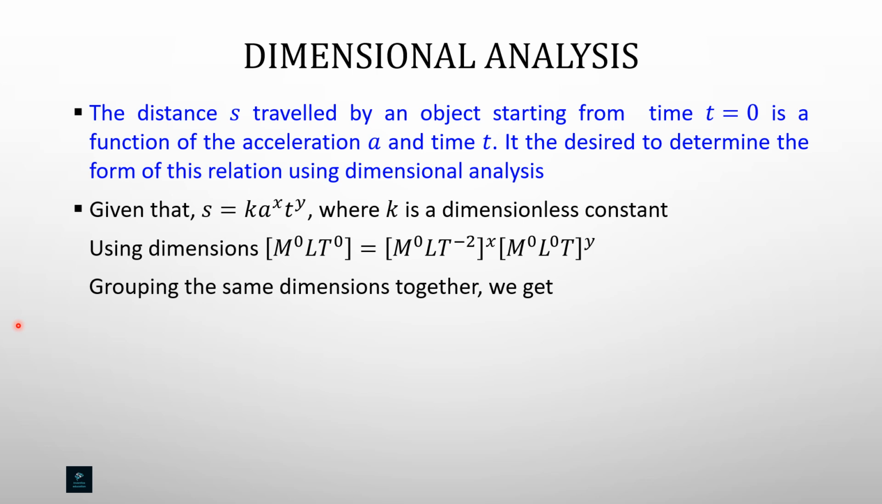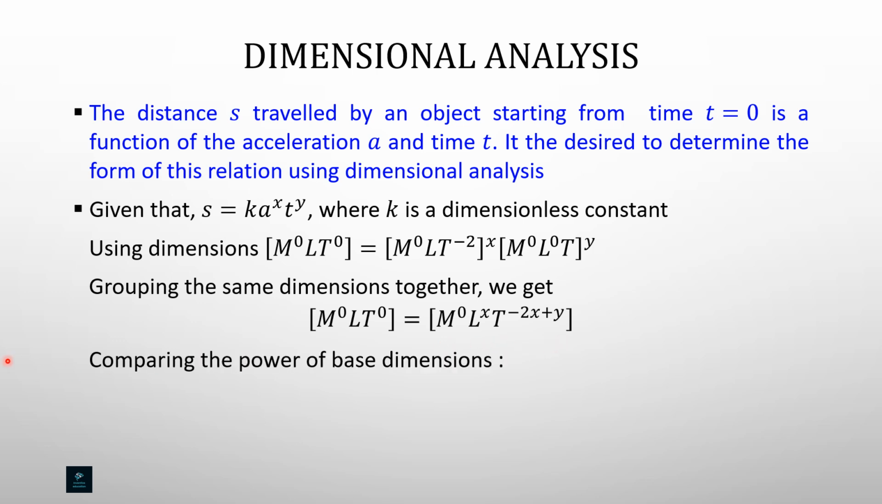Grouping the same dimensions together, we get M to the power 0, L to the power 1, T to the power 0 is equal to M to the power 0, L to the power x, T to the power minus 2x plus y. Comparing the powers of base dimensions, we get x is equal to 1 and minus 2x plus y is equal to 0. Therefore, we get x is equal to 1, y is equal to 2, and putting these values in this relation, we get s is equal to k a t squared.